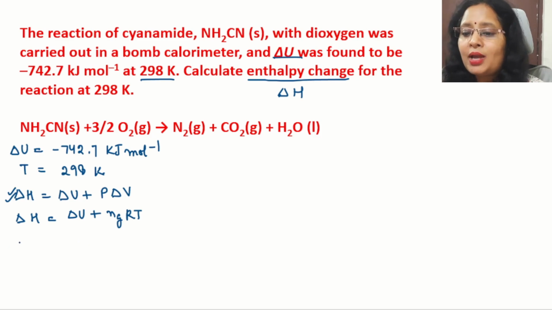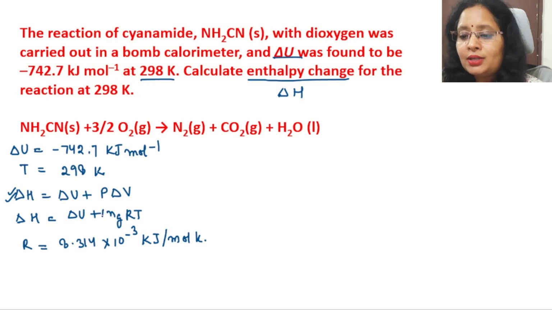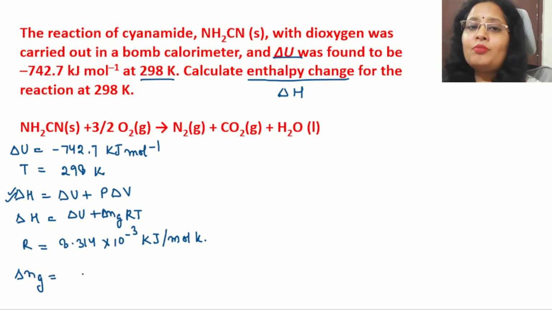In this formula, R is the gas constant. Its value is 8.314 into 10 to the power minus 3 kilojoule per mole per Kelvin. Okay friends. Next we have to find delta n g. Delta n g is the difference in the number of moles of gases. So how do we find this? We find the number of moles of gases in the product minus the number of moles of gases in the reactant side.